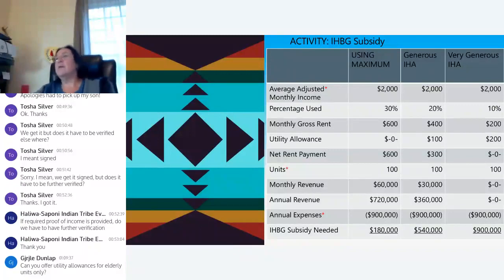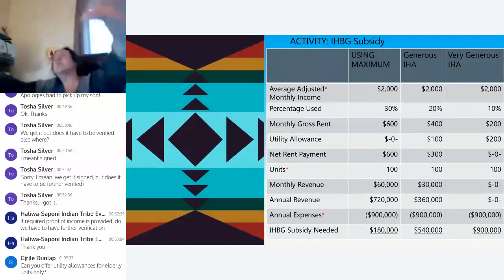Then you have the tribe that doesn't want to charge their tribal members because they're in there too. So they're going to charge 10%. They're going to tweak that utility allowance up to $200. And now for that 100 units, it would cost the full $900,000 that you figured it would cost to run and operate those units. So they'd need $900,000 on a yearly basis just to keep those 100 units up and going.